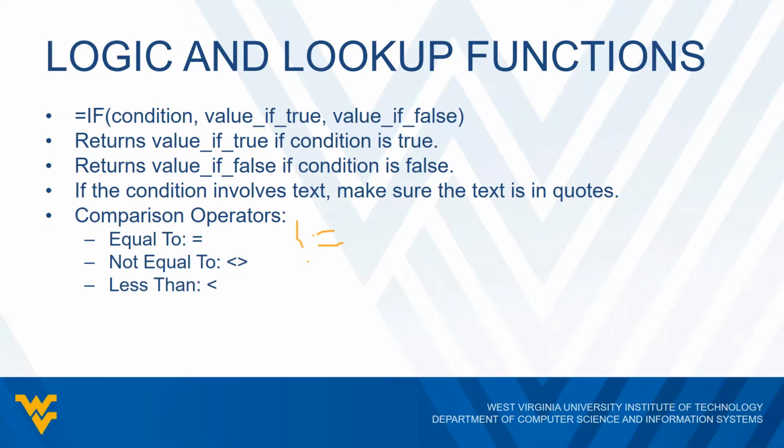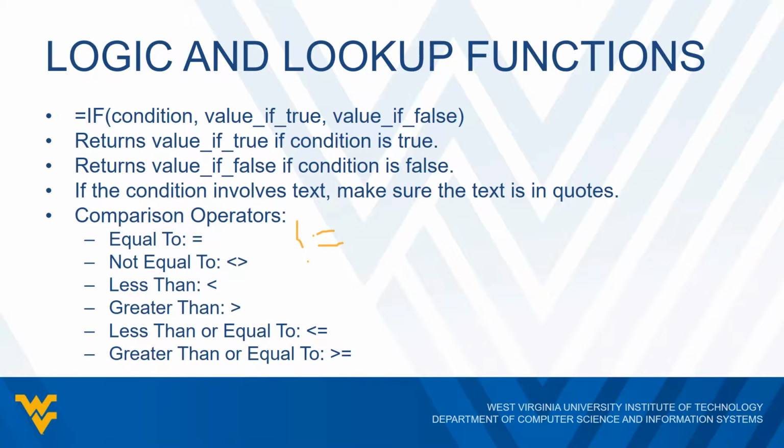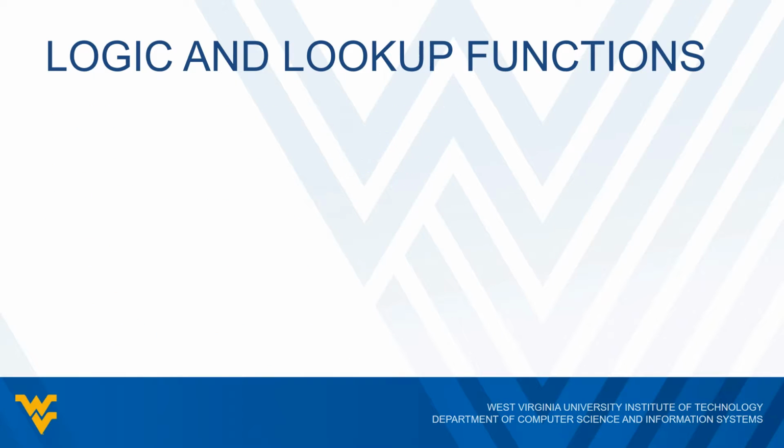To check if something is less than, we would use the less than symbol. Greater than would be the greater than symbol. Less than or equal to would be the less than or equal to symbols. And then greater than or equal to would be the greater than and then the equal symbols.